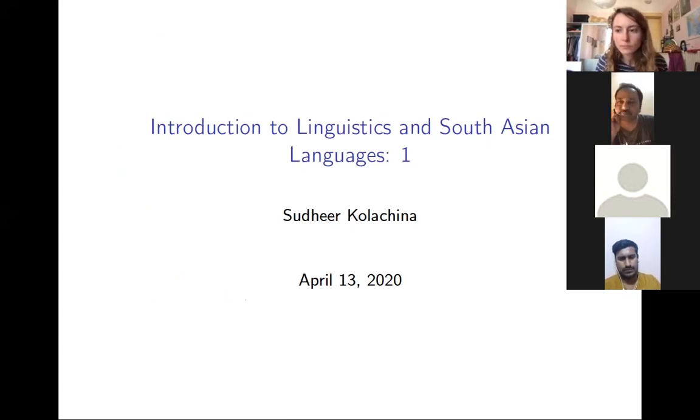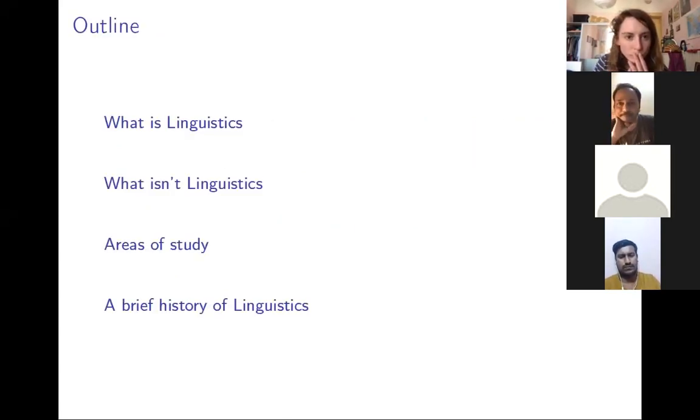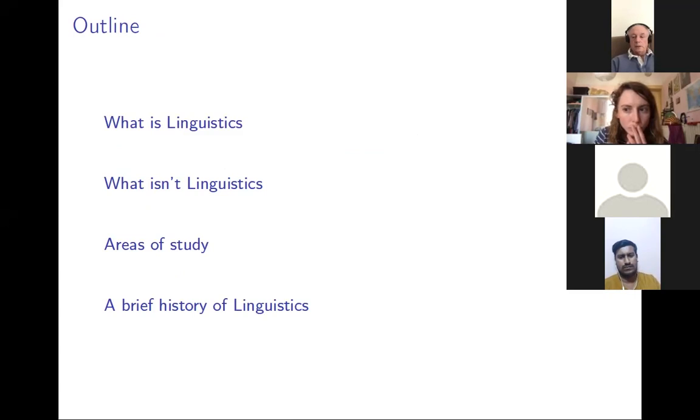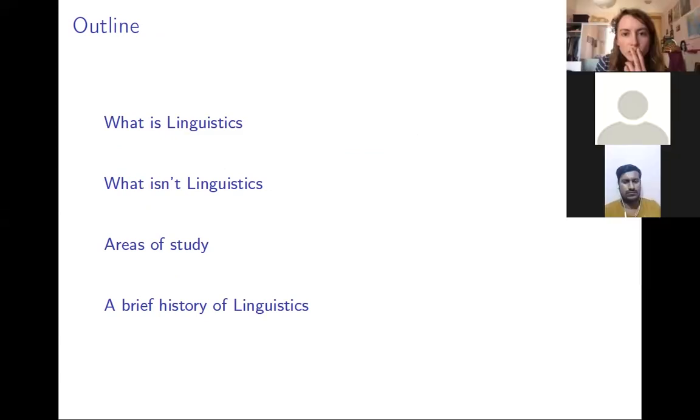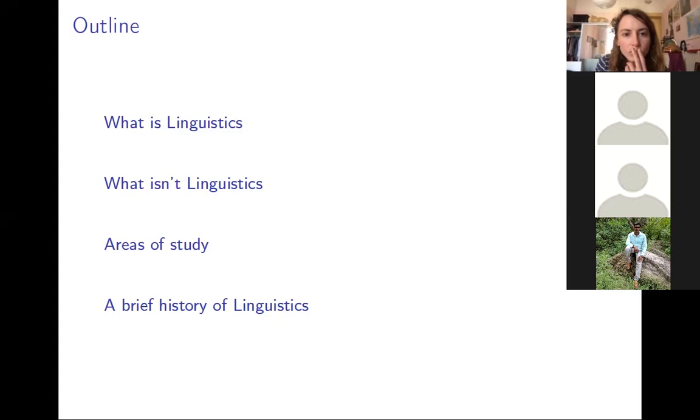As I said, this is the first lecture of the course, Intro to Linguistics and South Asian Languages. This is the outline of today's talk. We'll discuss these 4 points today, and I've already indicated this in the brief summary that I sent out. We'll focus on the first 3 points, and we'll briefly touch upon the last one, which is the history of linguistics.